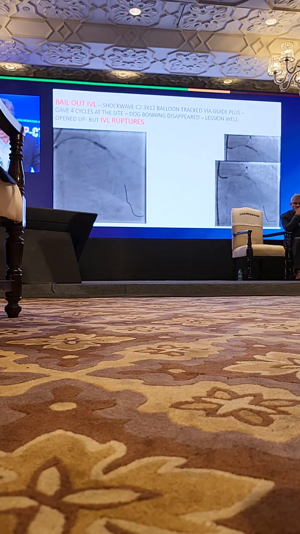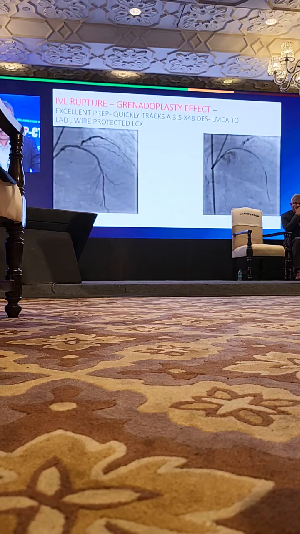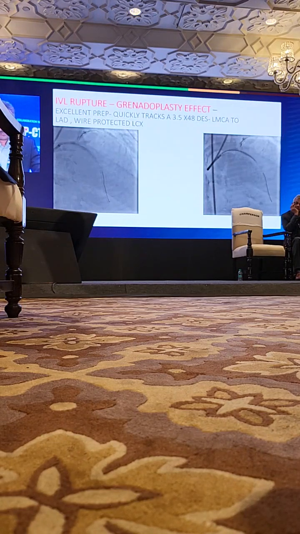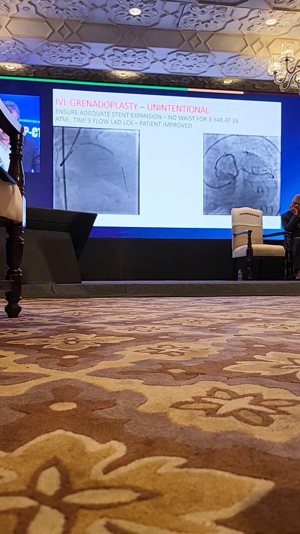In this process, you can see that even the IVL ruptures. In fact, there is an unintentional granuloplasty effect from the IVL rupture, because after that, things all become smooth. You are now able to track a 3.5 by 48 DES from the LMCA to the LAD. The L6 is already wire protected. This unintentional granuloplasty from the IVL actually ensures good stent expansion. There is no waist for the 3.5 by 48 stent. We have TIMI 3 flow in the LAD and L6.